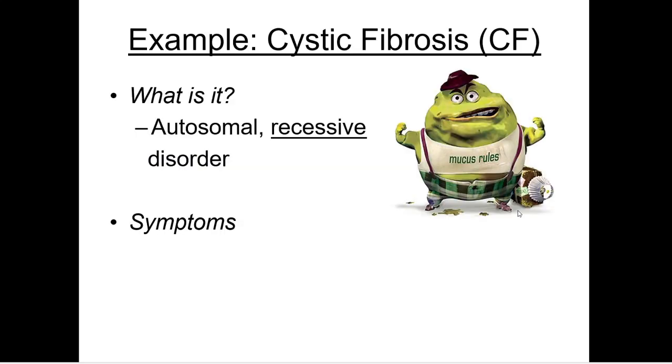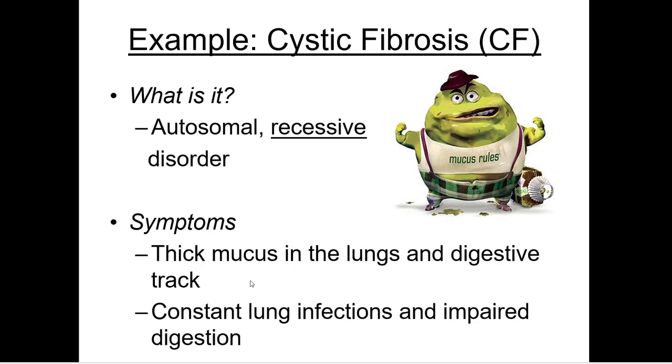Okay. All right, another example we talked about is cystic fibrosis. This is what we call autosomal, which it just passed on, and it's a recessive disorder. So again, it's those lowercase letters, right? And the symptoms are thick mucus in the lungs and digestive tract, and they have constant lung infections and impaired digestion. Okay, and they can test and do the karyotyping and know if a child's going to have cystic fibrosis as well. And usually the only cure for cystic fibrosis is a lung transplant.